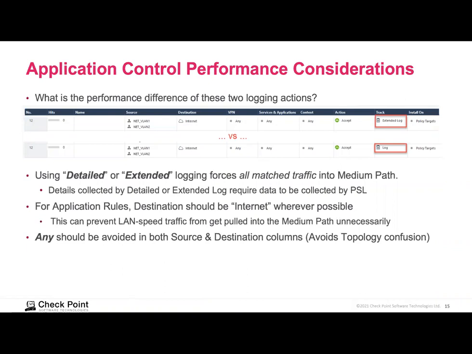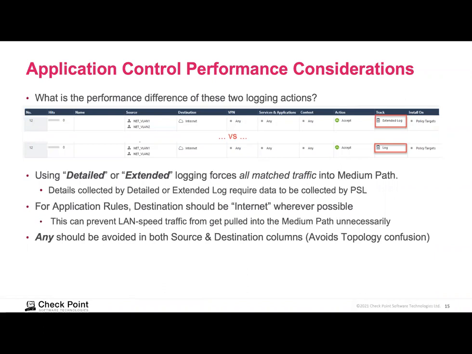Because it could be a bit of a performance killer. Also for app rules, I would say you want to always have the destination be internet whenever possible. This really would prevent any LAN to LAN traffic from getting mixed in and matching a rule that would pull it into the medium path.